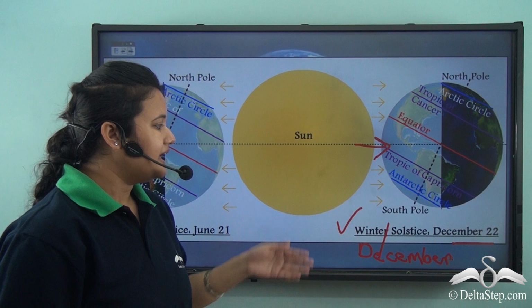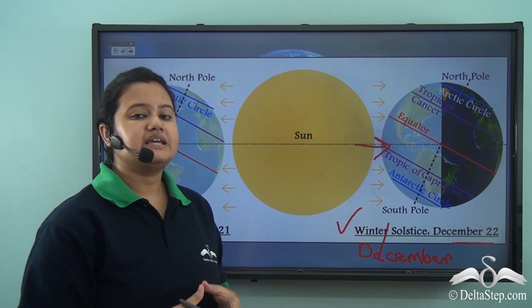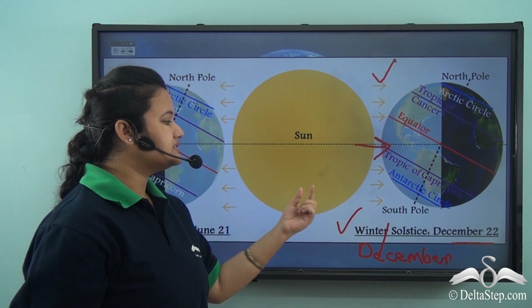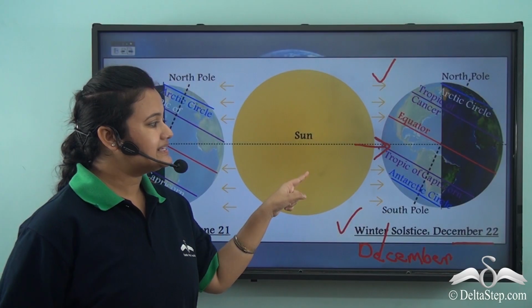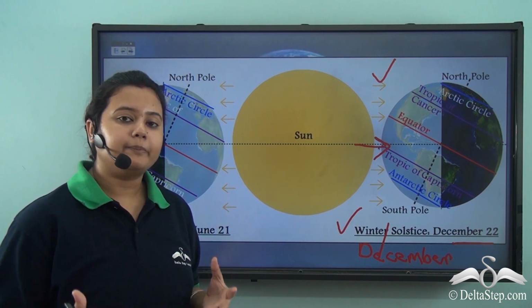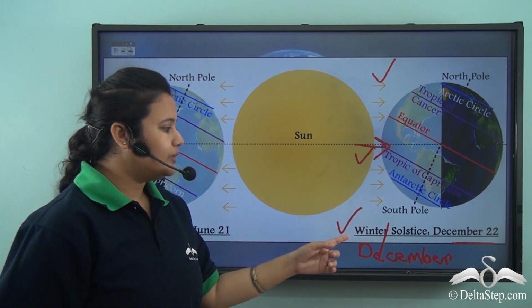Now here again, winter solstice or December solstice is named by taking into consideration the northern hemisphere, which experiences winter during the month of December. So therefore, this moment of the year when the sun's rays are vertical or perpendicular over the Tropic of Capricorn is known as winter solstice.